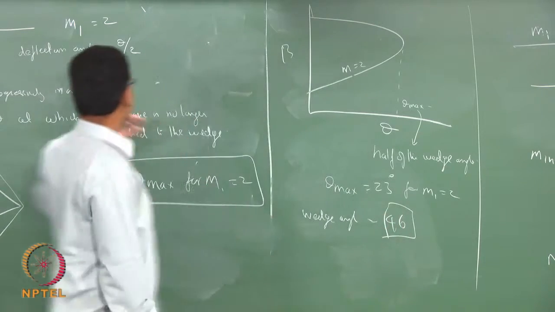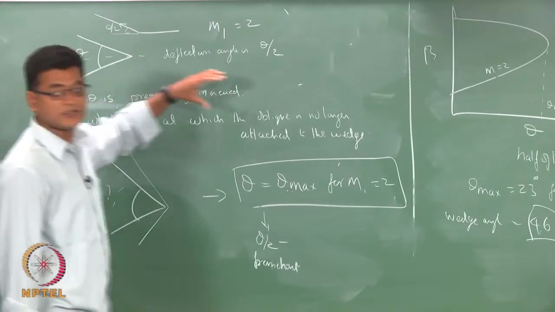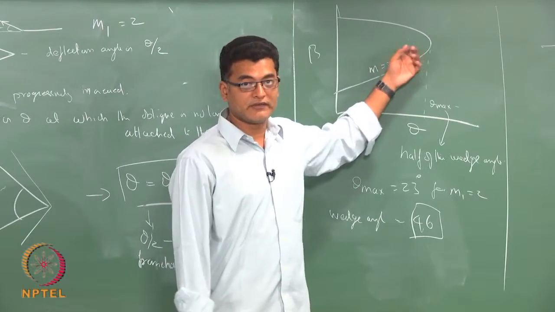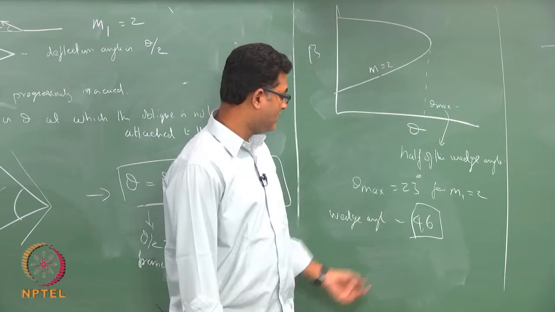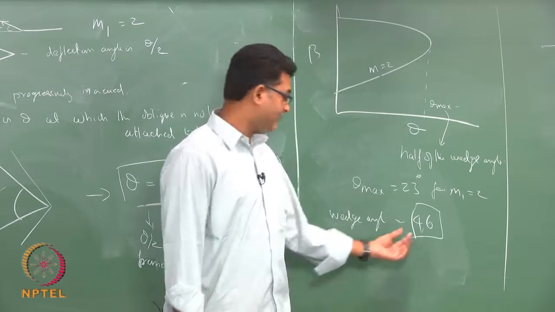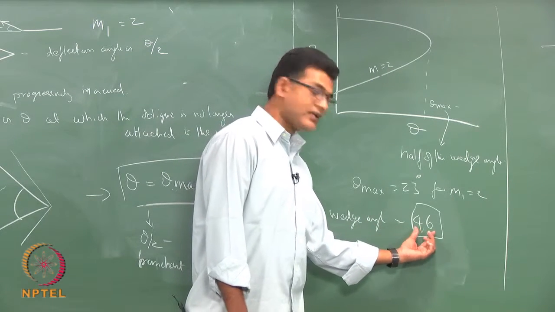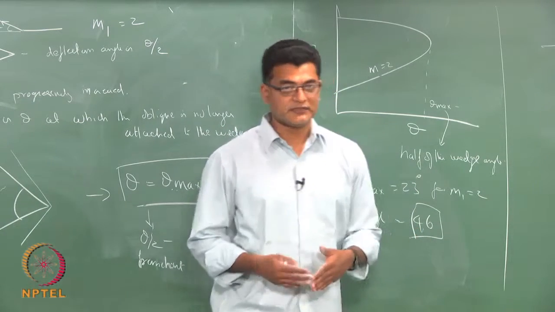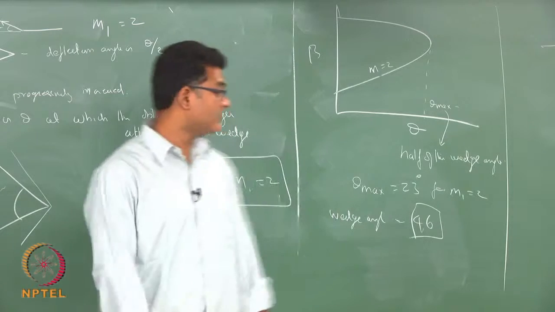So when the wedge angle becomes 46, the shock is no longer attached to it because you do not have a solution to whatever we have derived, which is the oblique shock solution. And at theta of greater than 46 degrees, the shock would be slightly detached from the body. Okay.